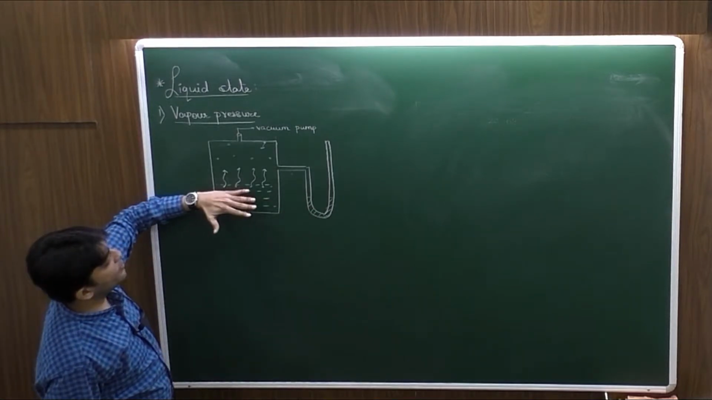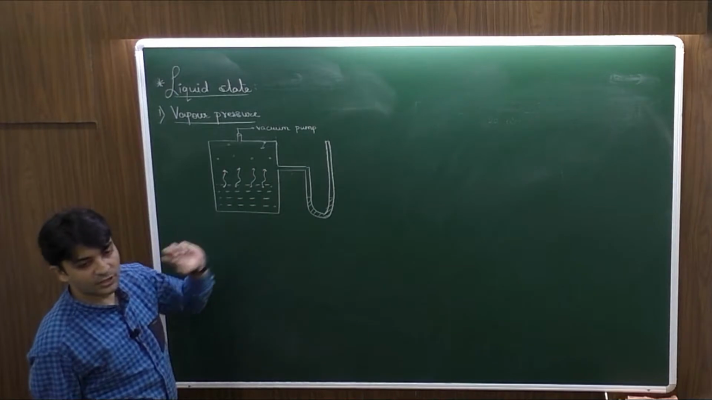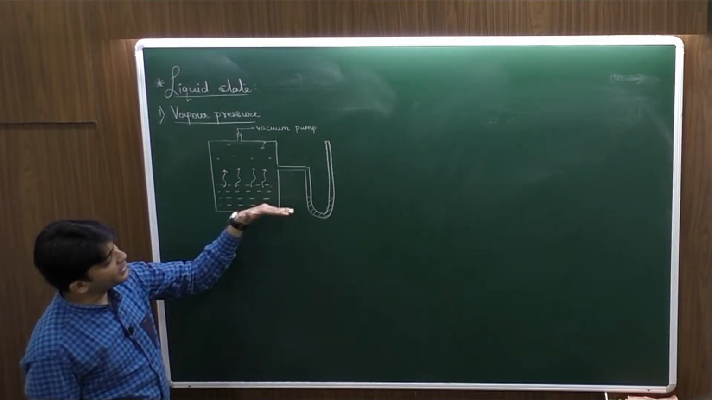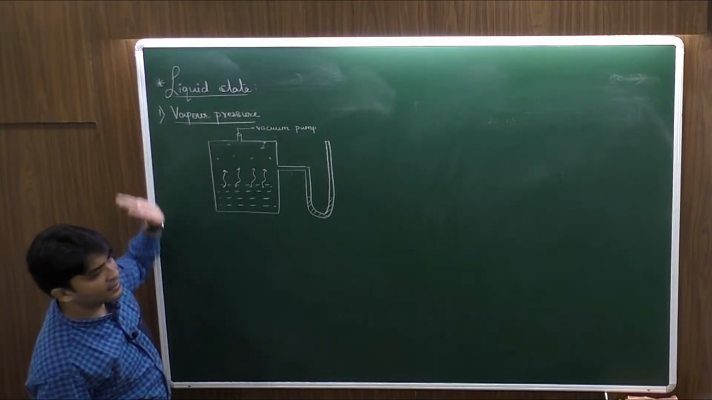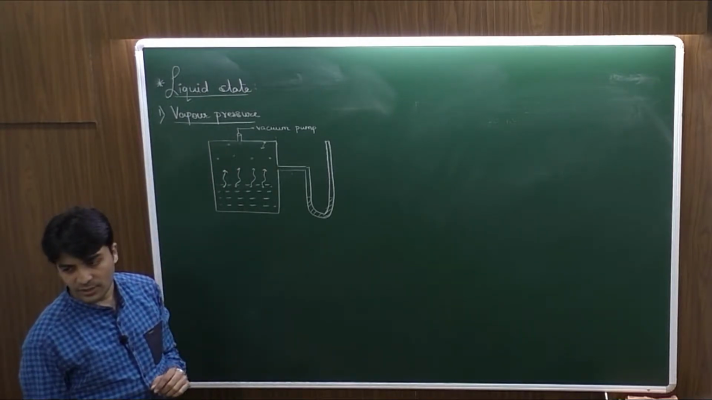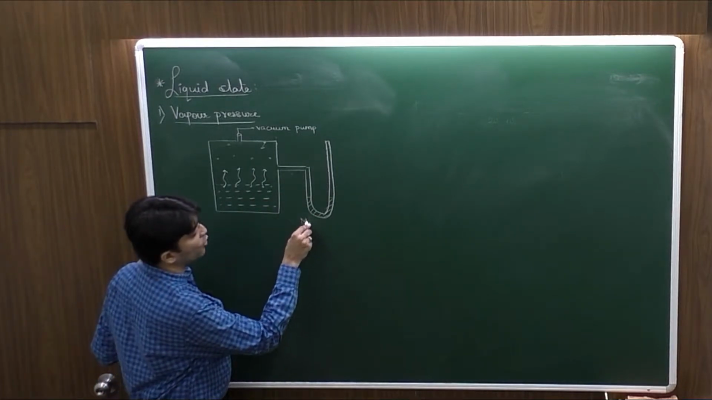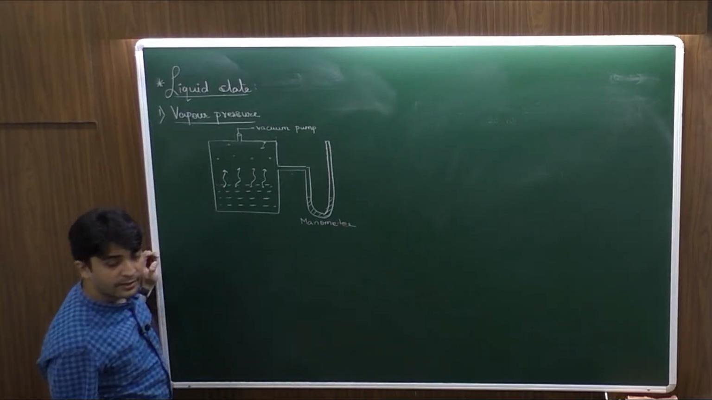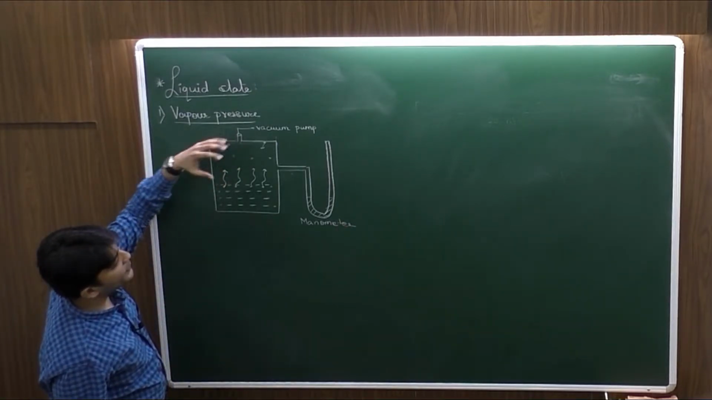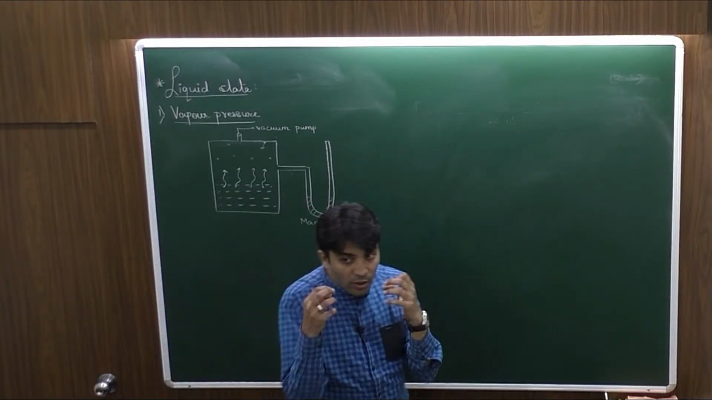So as soon as the molecules are escaping into the vapors, they are creating a pressure on the wall of the container. So the pressure is going on increasing. This pressure exerted by the vapors is basically called vapor pressure. So initially this pressure measured by the manometer will go on increasing. Clear?